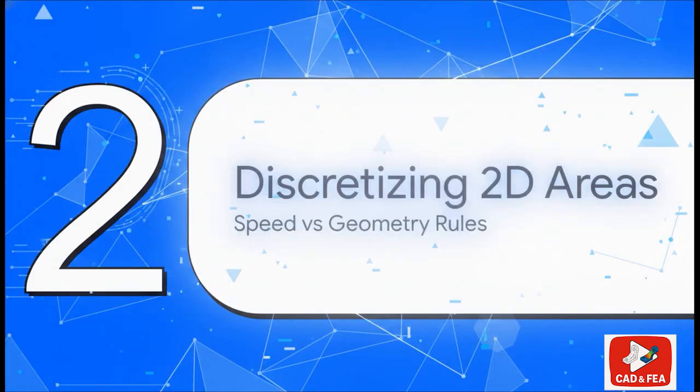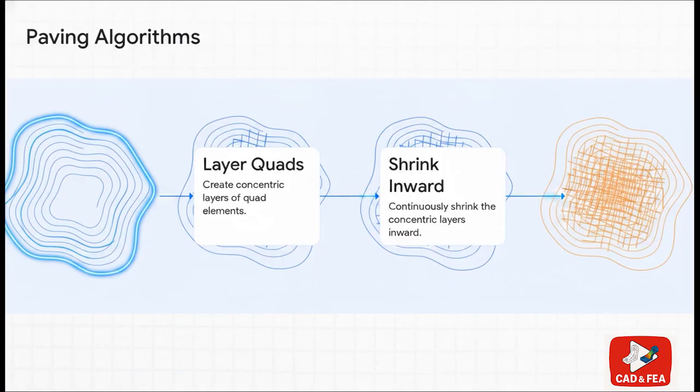Moving down the line to stage 2, discretizing 2D surface areas. This is where we have to balance absolute computational speed against some very strict geometric rules. To fill a 2D surface with quadrilateral elements, the preprocessor relies on what are called paving algorithms. Imagine this process animating in your head. First, the algorithm identifies the outer boundaries of the surface. We call this the active front.